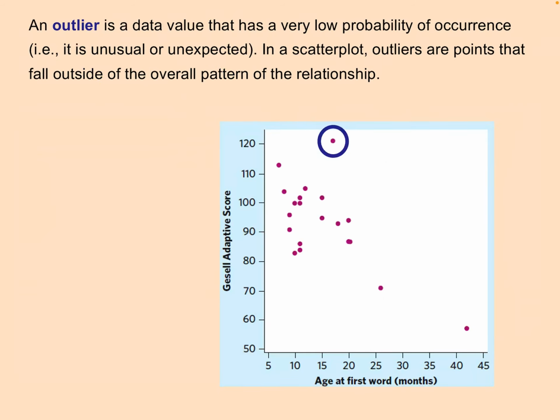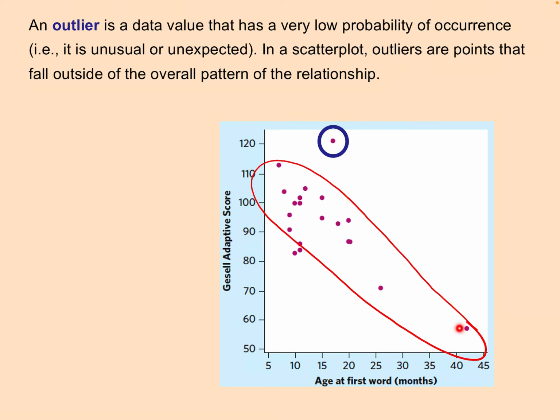Okay, what about outliers? So again, we've talked about outliers in a previous chapter. They are data points that seem to be unexpected, unusual. They tend to fall outside the overall pattern of the relationship. So here we have our overall pattern of the relationship running like that. Well, this data point clearly falls outside that. If you draw your imaginary best fit line through this, it's the furthest one from it.